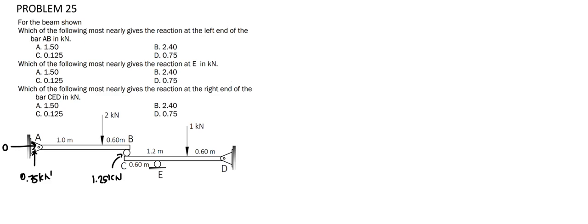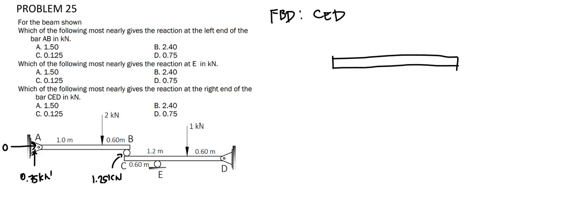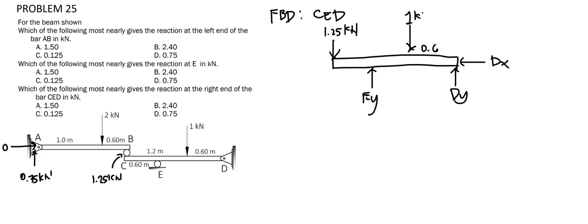Now we can proceed analyzing the free body diagram of beam CED. So it has a roller at the left support, so it will induce a downward force of 1.25 kilonewton, which we solved earlier, and a roller at E, let's call this Ey, a pin support at D, therefore it induces a vertical and horizontal reaction, and a 1 kilonewton force acting 0.6 meters from the right support and 1.2 meters from the left support.